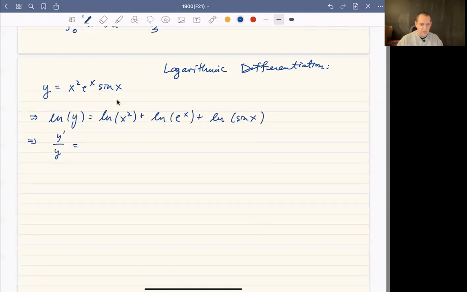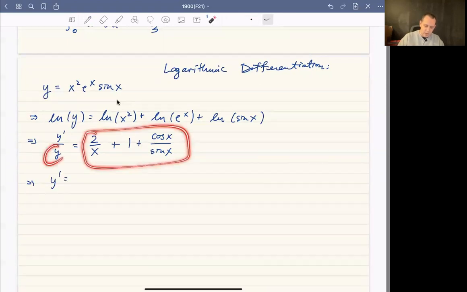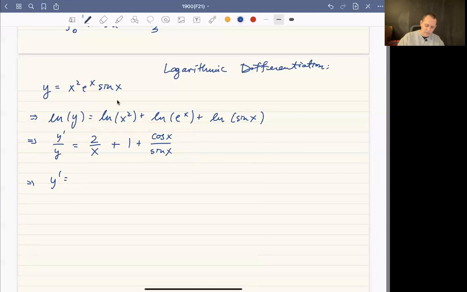The natural log of x squared, the derivative is going to be 2 over x. The natural log of e to the x, that's just x, so the derivative is going to be 1. And the natural log of sine of x is going to be cosine of x over sine of x, or cotangent. Okay, and then finally, this tells you that y prime is going to be whatever this stuff is times y. We can move the y over. And so our y prime is going to be 2 over x plus 1 plus cotangent of x times our original function, x squared e to the x sine of x.